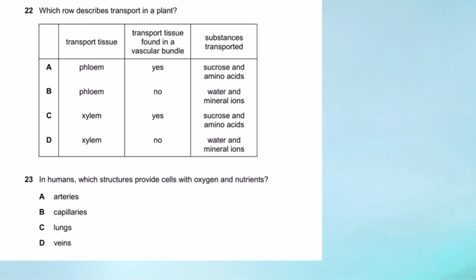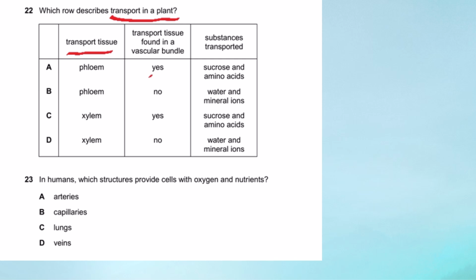So our next two questions look at transport, both transport in plants and transport in humans. Here we are first given transport tissue. We see they say phloem and xylem. Well, they're both transport systems. So okay, A, B, C, and D are all possible, yes.